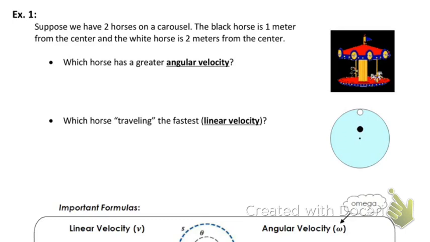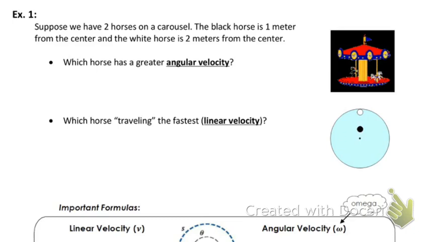So example 1, we have a carousel. We have a carousel with 2 horses on it. We have a black horse, and that is 1 meter from the center, and we have a white horse, which is 2 meters from the center. So if we look at this picture over here, we can kind of picture the top-down view of it. Note that the white horse is further out than the black horse. So the black horse is closer to the center of the circle.